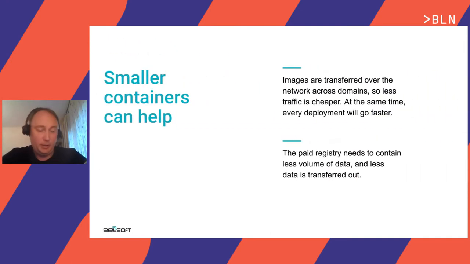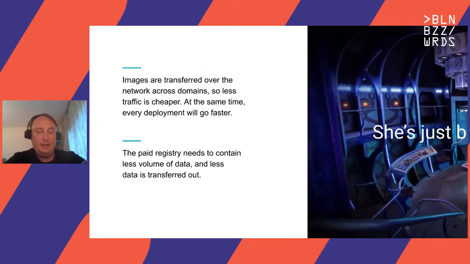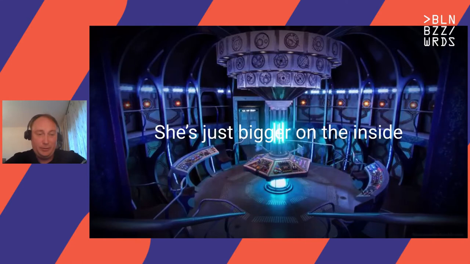So here, if we talk about efficiency, smaller containers can help us to save all those resources, because our images have to be transferred over the network. It will happen faster, and it will take less time, et cetera. But is there a problem with small containers? Well, actually, they may be fully functional inside, just like the TARDIS. Small containers are super cool from the inside, and they're tiny from the outside.